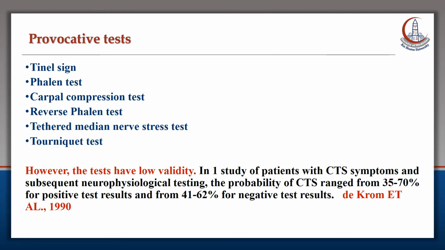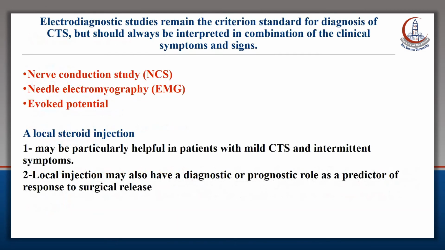There are many provocative tests that help to confirm presence of carpal tunnel syndrome, like positive Tinel sign, positive Phalen sign. However, these tests have low validity. The gold standard for diagnosis of carpal tunnel syndrome is by asking for electrodiagnostic studies, including nerve conduction study with or without needle electromyography.